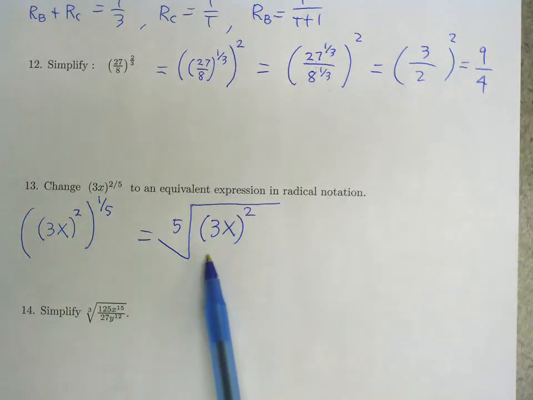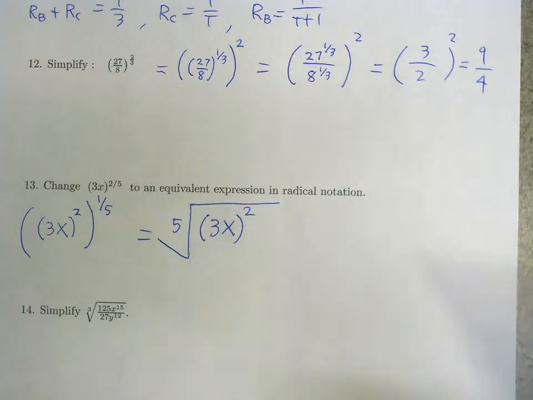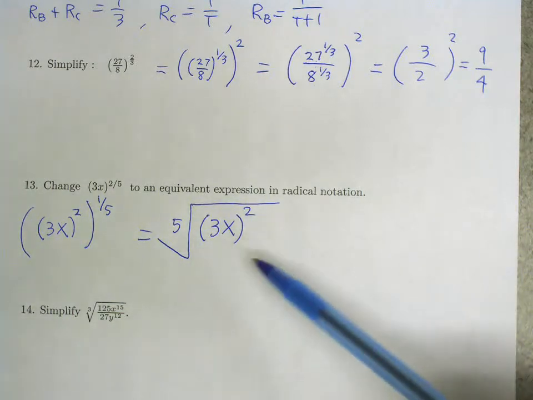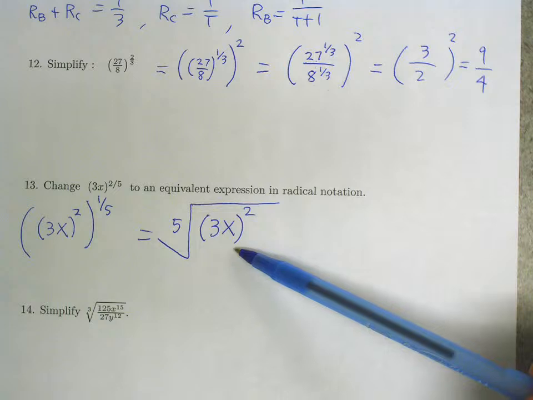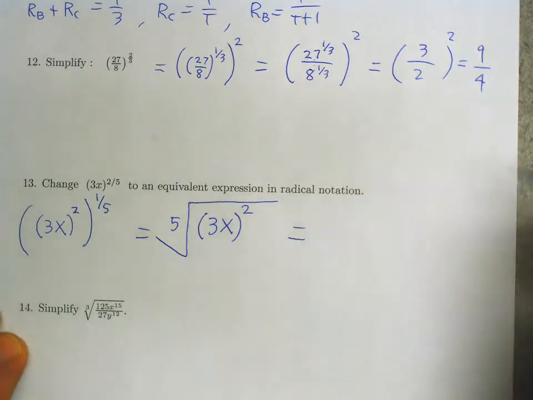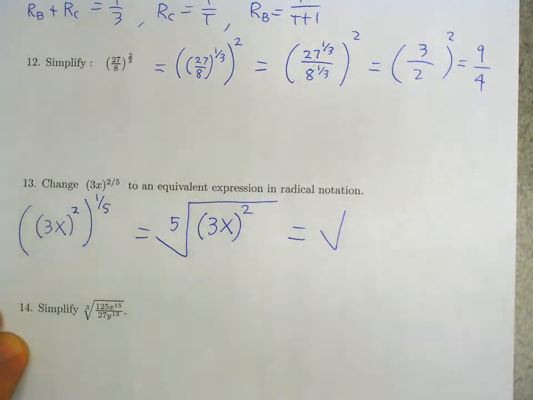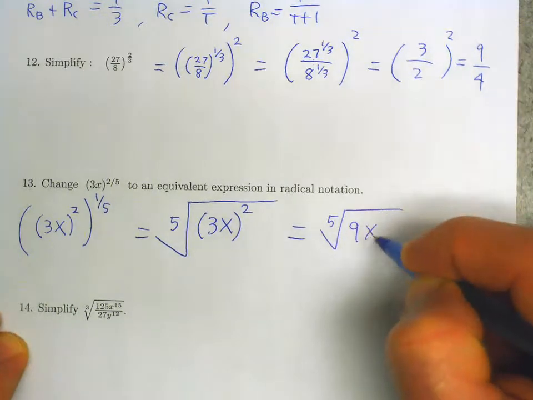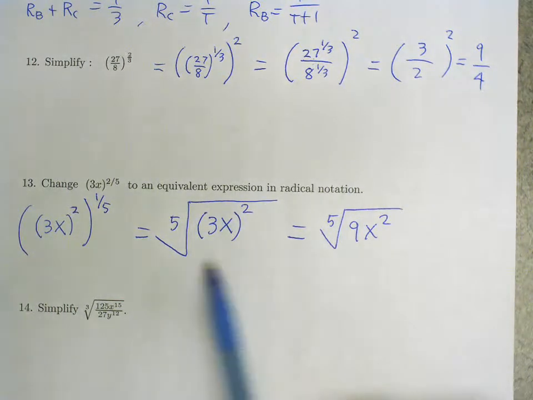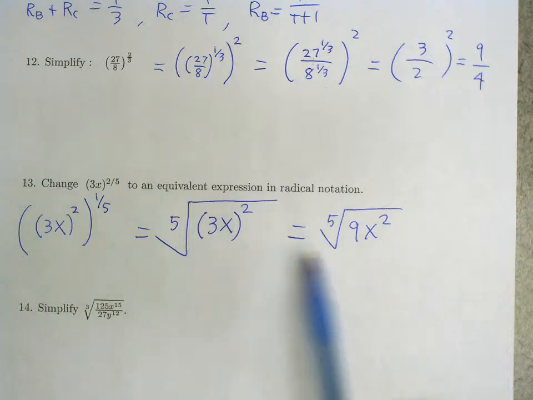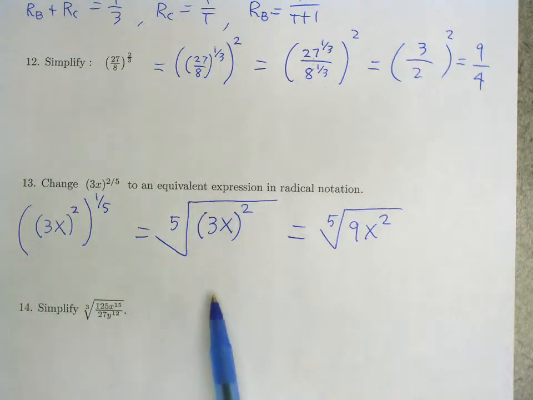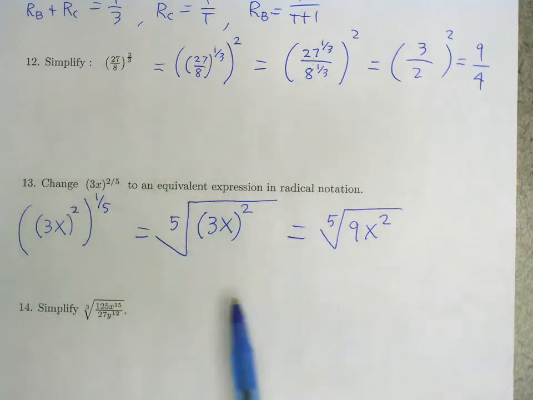If you write 3x squared without parentheses, that's incorrect. So this is an acceptable way to write it. But if you don't want the parentheses, then you have to square the term 3x. So when you square the term 3x, you get 9x to the second. So either of these two is acceptable. Just one thing that you have to watch out for: if you remove the parentheses and write 3x squared, that's incorrect.